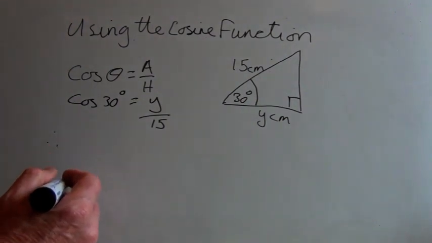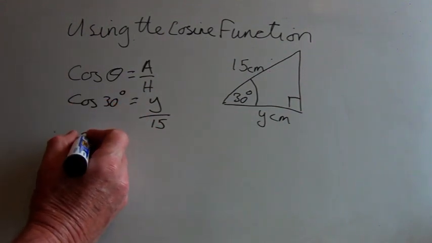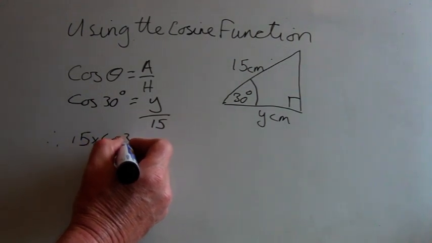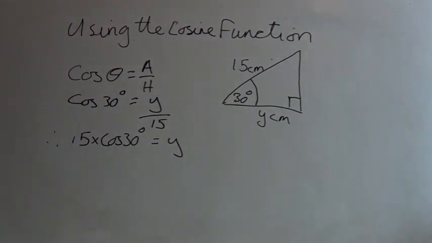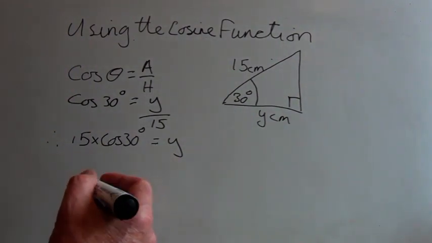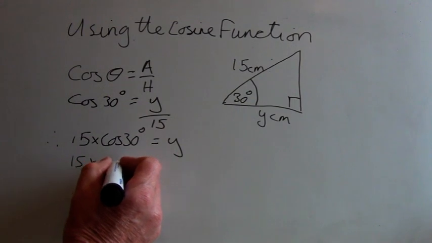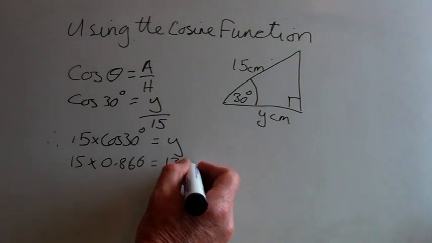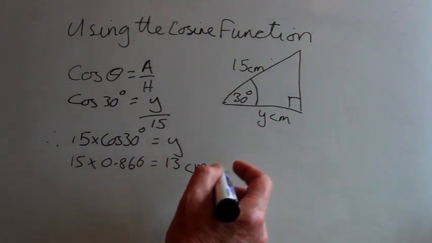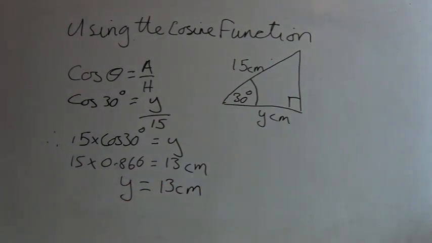Therefore, multiply through by 15 to get rid of this fraction. We end up with 15 times the cos of 30 degrees equals y. So therefore, the cos of 30 degrees equals 0.866. So 15 times 0.866 equals 13 centimeters. So y equals 13 centimeters in length. Okay, so let's have a look at another example.